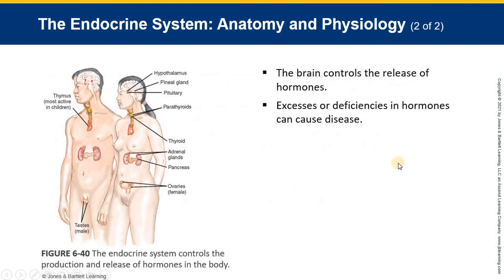So your brain, for most of these, actually controls the release. There is a sort of cascading action where one hormone causes another one to be released, but it basically starts in your brain. And there are various diseases which we'll go through in class where too much or too little hormone can cause bad diseases.